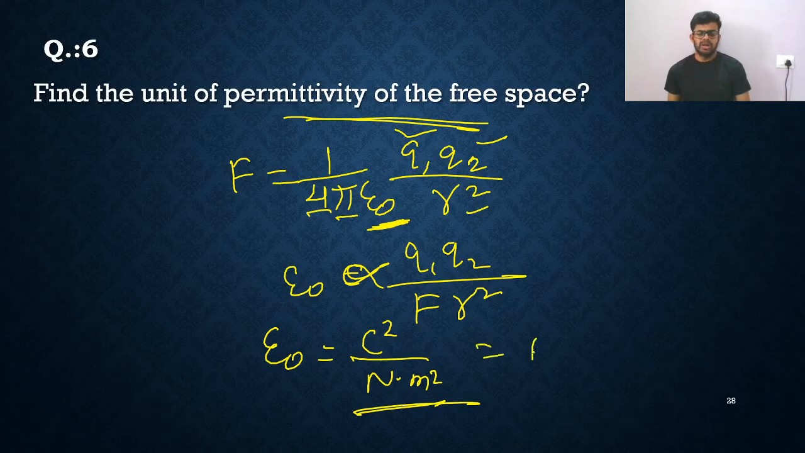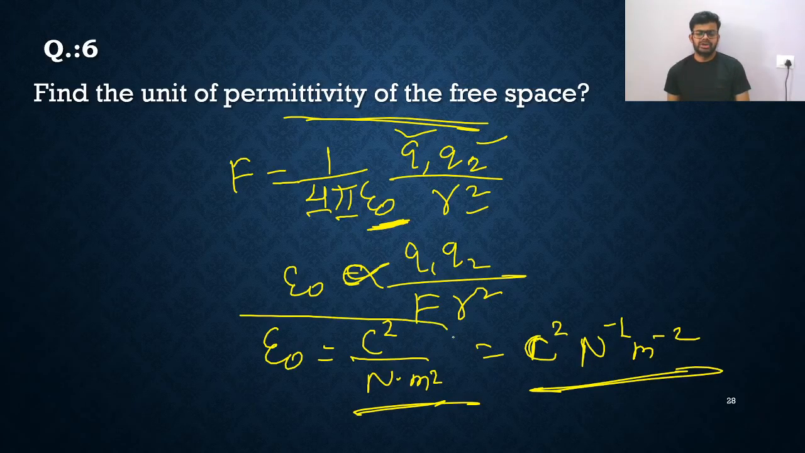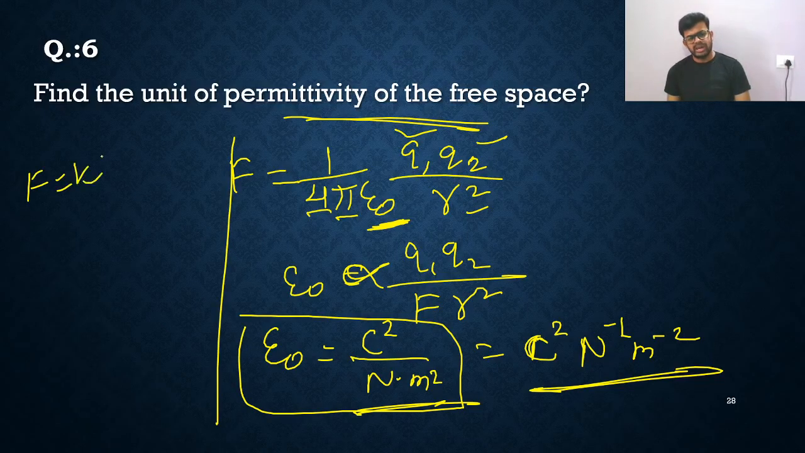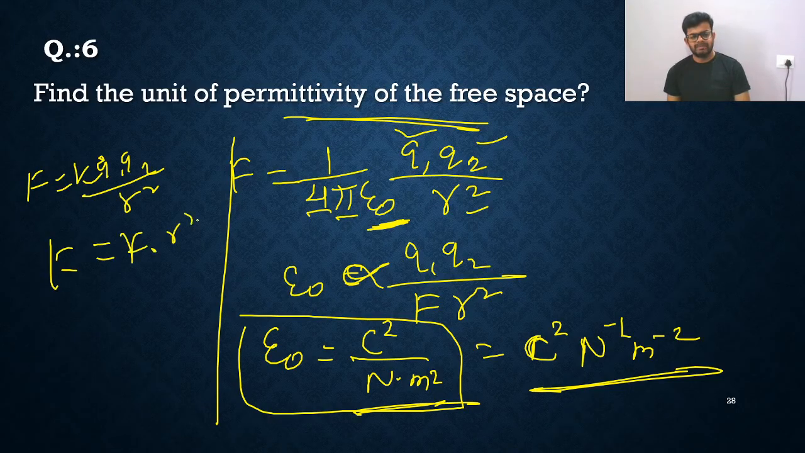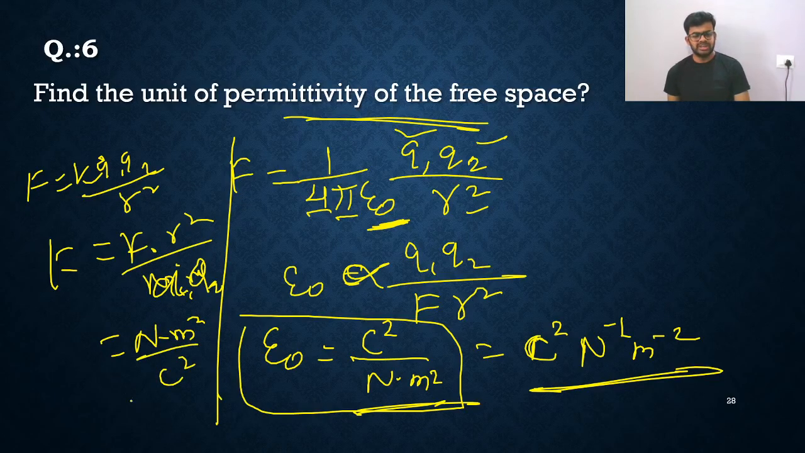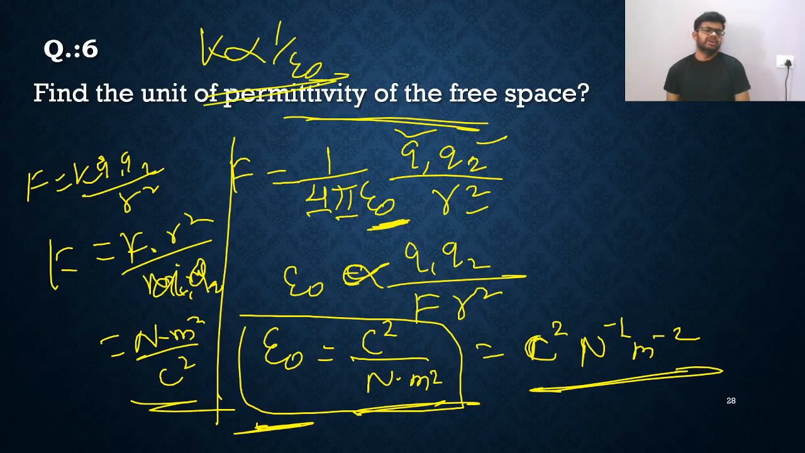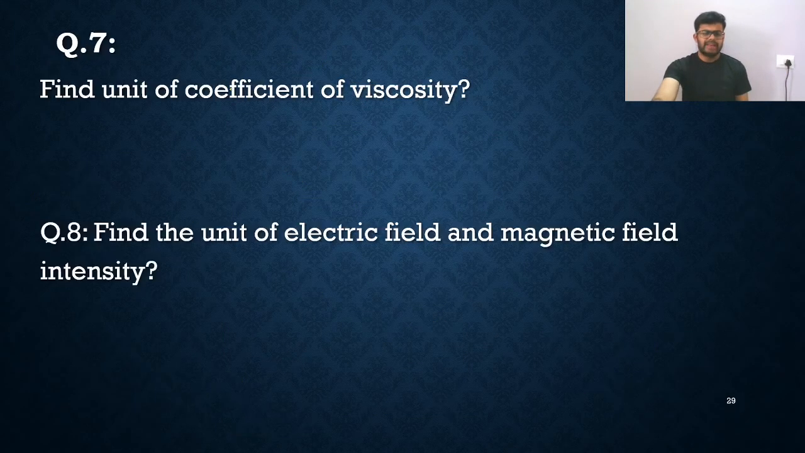So this is the formula. You can also write it like this: Coulomb square Newton inverse meter raised to minus 2. Anyhow, you need to remember this: Coulomb square per Newton meter square. If someone asks you F is equal to K Q1 Q2 upon R square, find the unit of K. So K is equal to F R square upon Q1 Q2, so you get Newton meter square per Coulomb square. You can see it is just a reciprocal, because K is inversely proportional to epsilon naught. So just remember this basic formula. That's all. Now I'm going to talk about some basic thing.